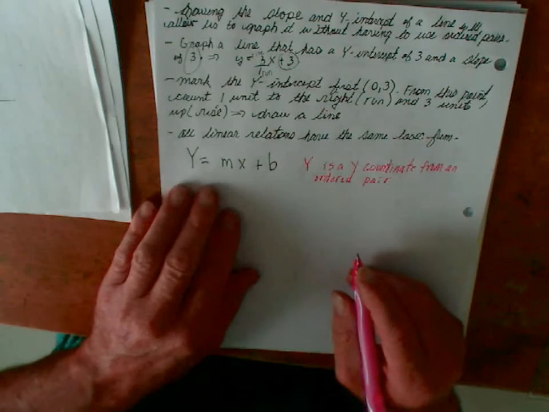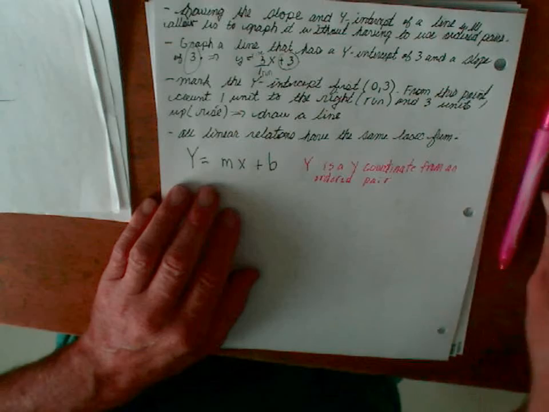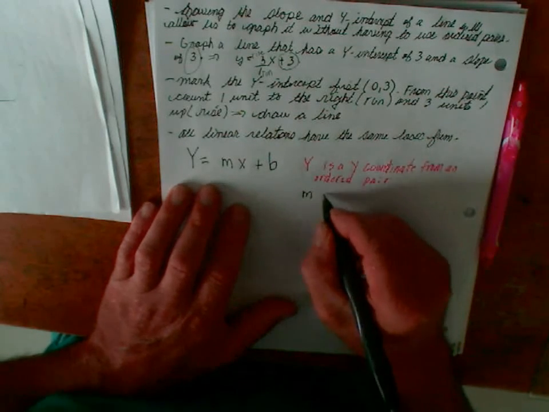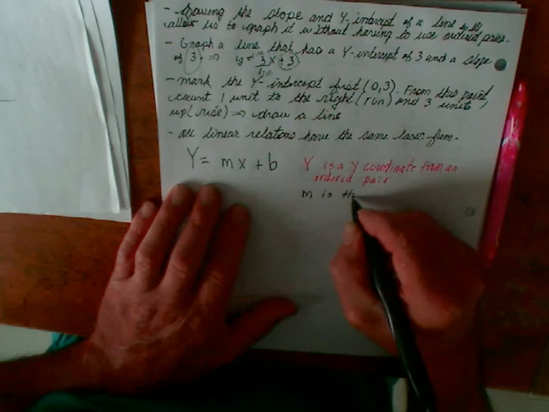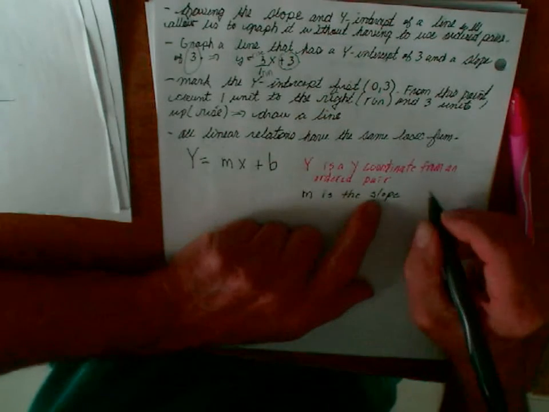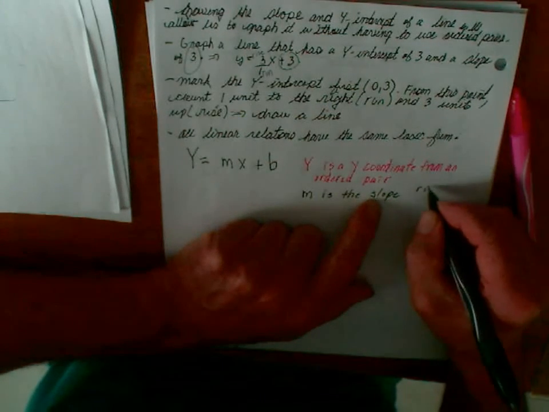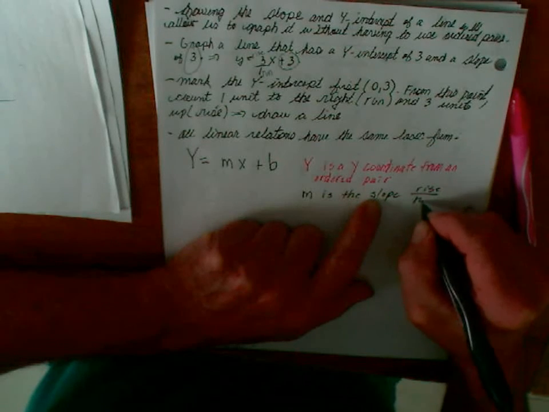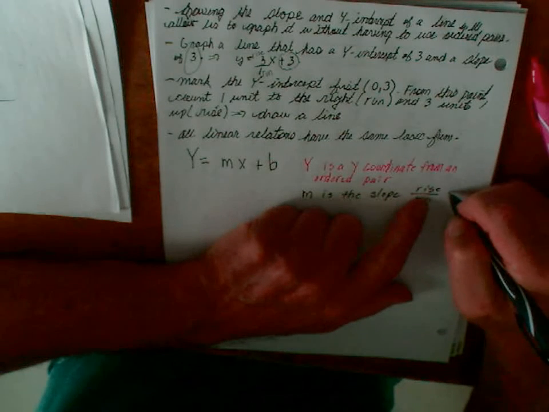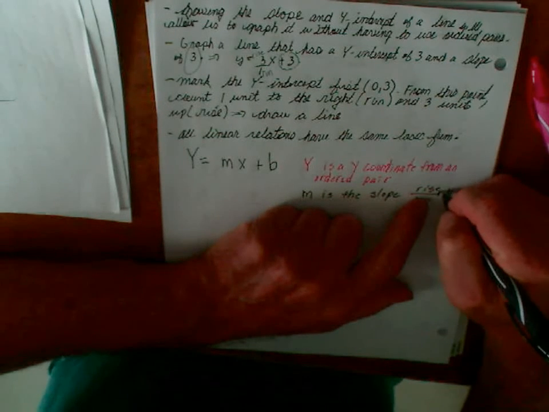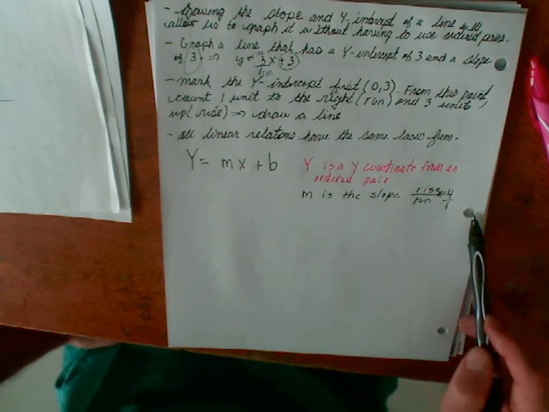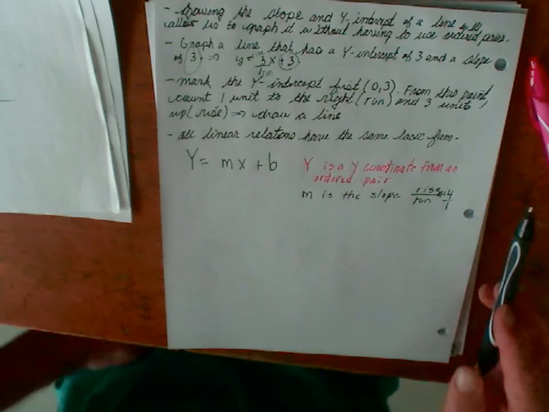Okay. m is the slope. Remember, you might have to make a fraction because it's going to be rise over run. So for instance, if we have a slope of 4, if m is equal to 4, that actually means 4 over 1. So we would rise up 4 and run 1 from the y-intercept.